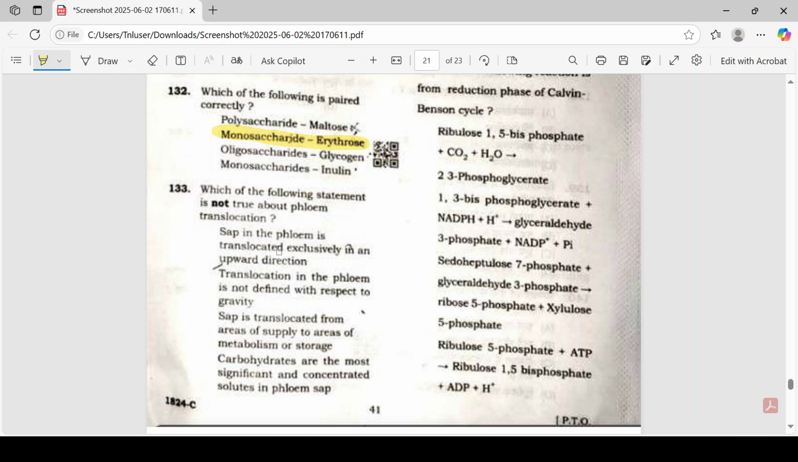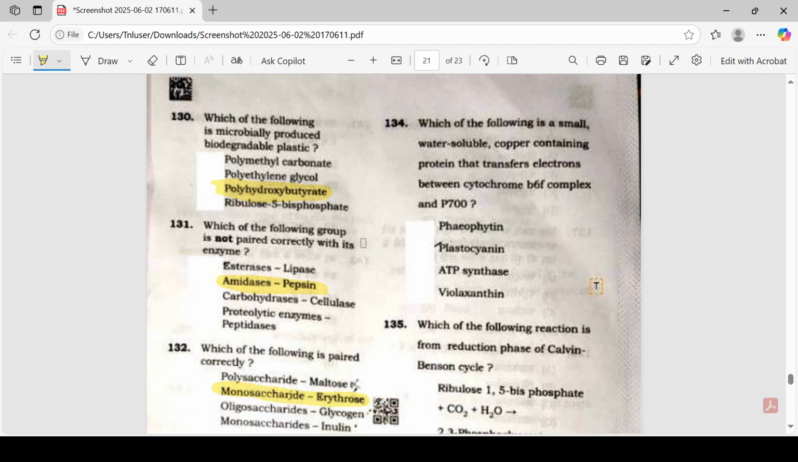133. Which of the following statements is not true about phloem translocation? So sap in the phloem is translocated exclusively in an upward direction. So yeah, that will be the incorrect statement because it's bidirectional when we talk about phloem. It is unidirectional in xylem, bidirectional in phloem. Okay. Question number 134. Which of the following is a small water soluble copper containing protein that transfers electrons between cytochrome b6f complex and P700?